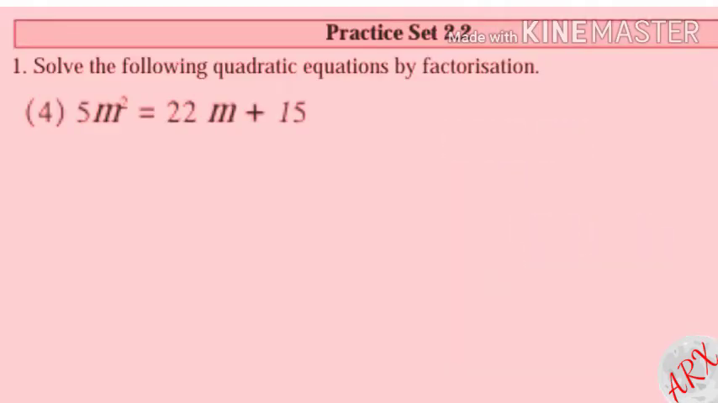Question number 4. 5m square equal to 22m plus 15. First we will arrange the equation in standard form. So it will be 5m square minus 22m minus 15 equal to 0. Now again we will multiply the coefficient of m square and the constant term, that is minus 15.